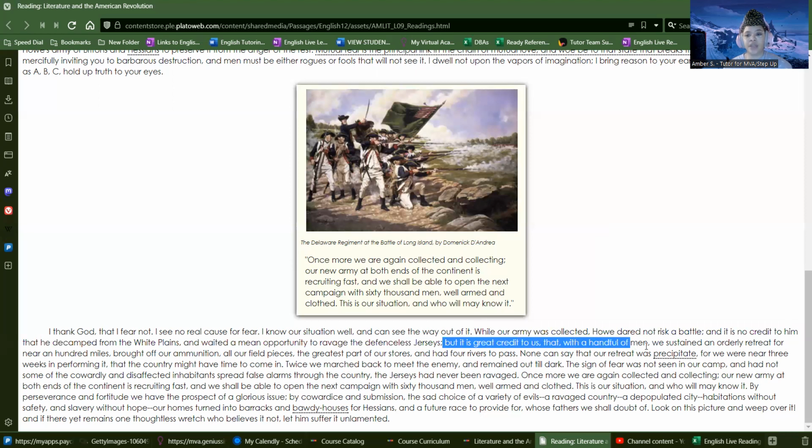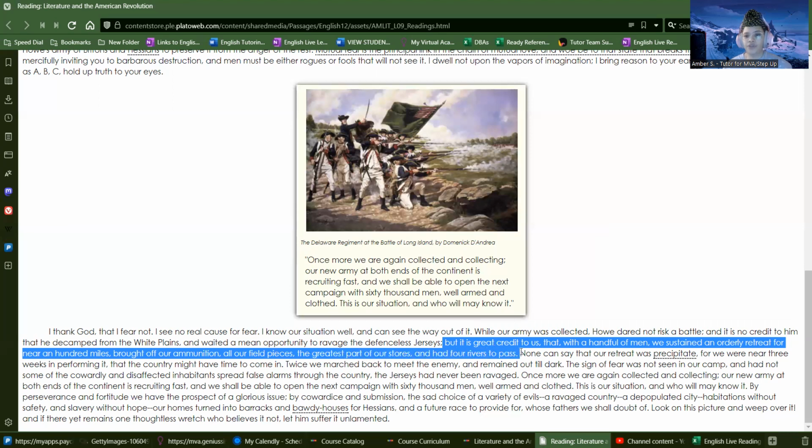It is great credit to us that with a handful of men, we sustained an orderly retreat for nearly 100 miles, brought off our ammunition, all our field pieces, the greatest part of our stores, and had 4 rivers to pass. So he's saying that anyone can attack someone or a space that's defenseless, right? But the strategy that it takes to orderly retreat from a place where you don't have enough soldiers, and to bring all of your ammunition and field pieces, and the greatest part of their weapons and stores, when they had to pass 4 rivers, shows that they're resourceful.